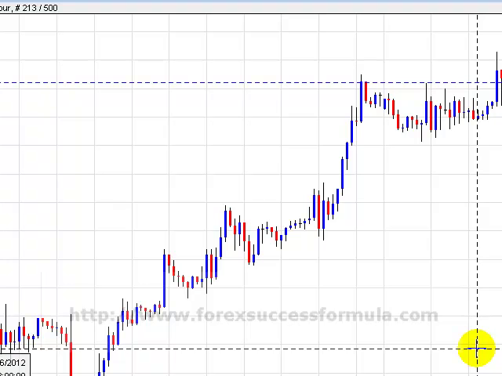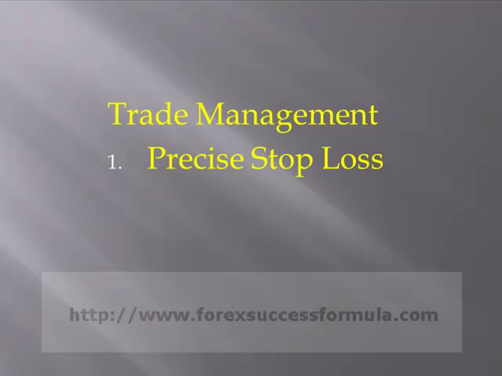I have seen very few forex currency trading systems which address this important question. The precise stop loss. For most of the systems I have seen, it doesn't matter whether you're trading on the 15-minute chart or 1 hour chart. If they give some guidelines on the stop loss, they will simply say, okay, put the stop loss 30 pips away from the entry point, which is not going to be sufficient if you're trading on a 1 hour chart.